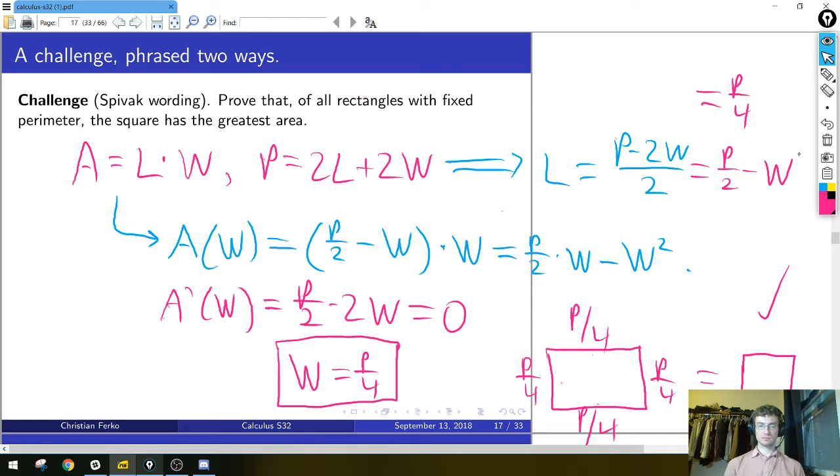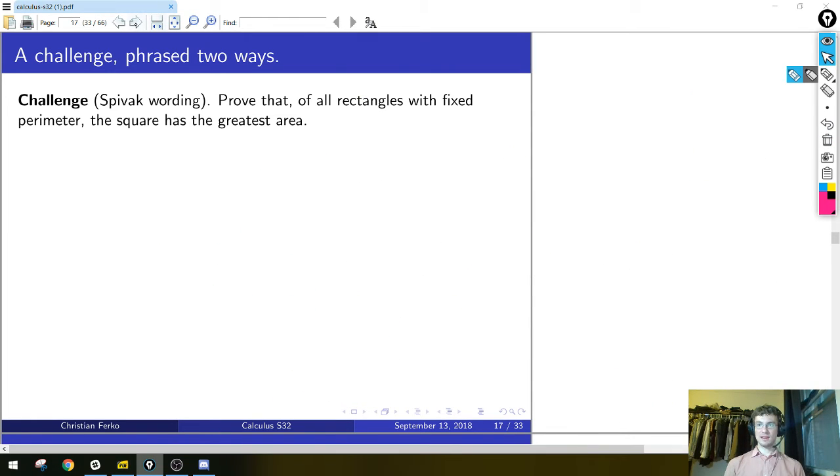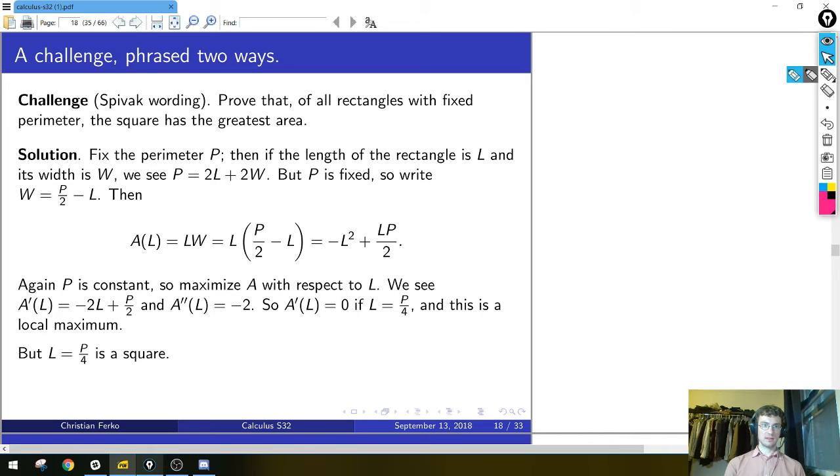Other thoughts? No thoughts. I wanted to make another slide. Well, first let me recap that solution. So, indeed, fix the perimeter P. Then, if the length is L and the width is W, this is the formula you gave me. You solve for L instead of W, but whatever. Write the area in terms of the one free parameter, which I called L.